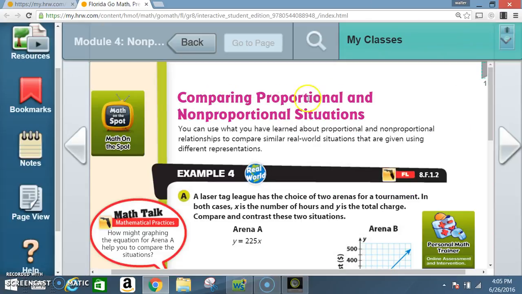Comparing proportional and non-proportional situations. You can use what you've learned about proportional and non-proportional relationships to compare similar real-world situations that are given using different representations. All right, in the upcoming video should help us understand example 4.